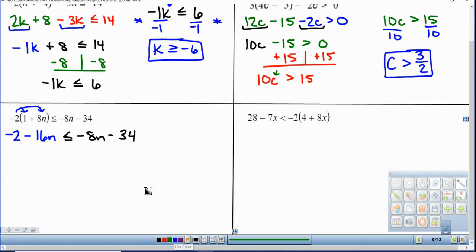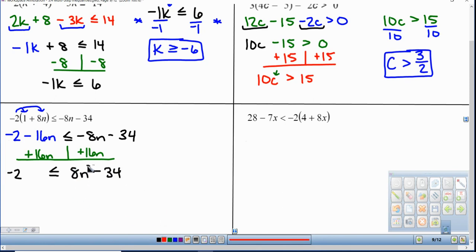So you have an option. We have variables on both sides. We need to eliminate one of those. It doesn't matter which. You may have a preference. I'm going to get rid of the negative 16n. I would do that by adding 16n. But of course, I have to do that to the other side of the inequality as well. And then we'll read it like a book, and we will get negative 2, nothing. This comes out to be 8 positive n, and then negative 34.